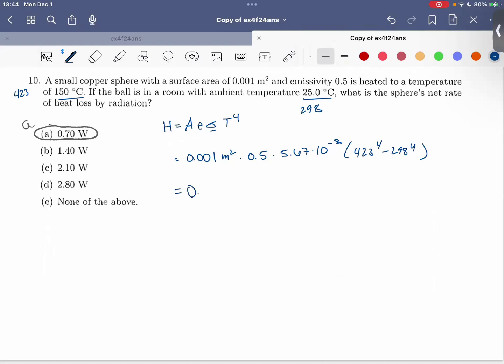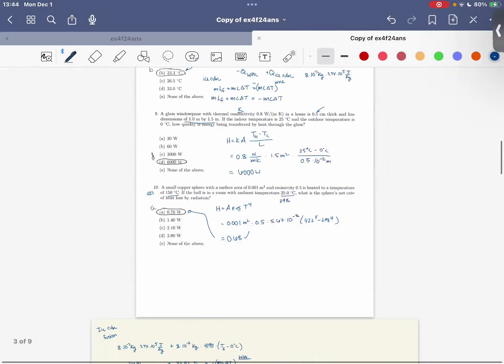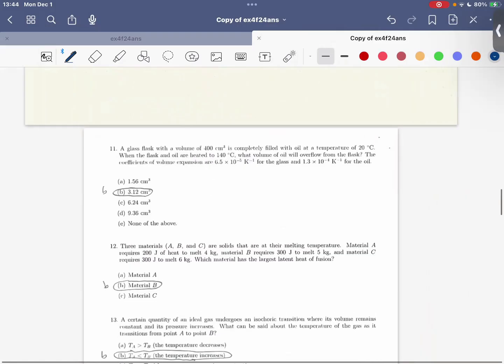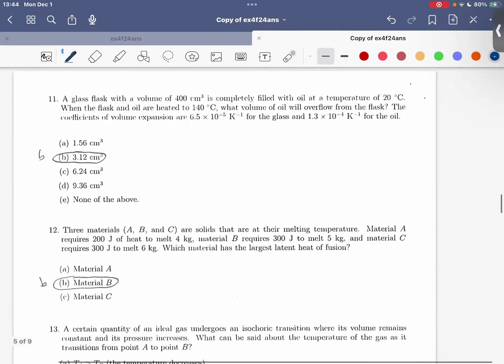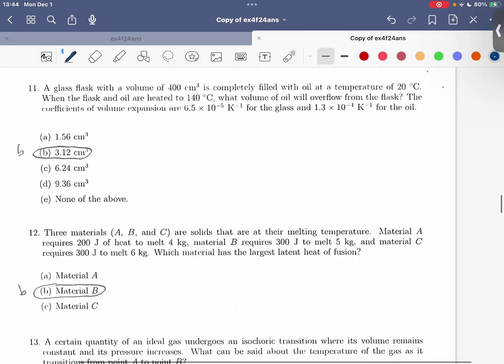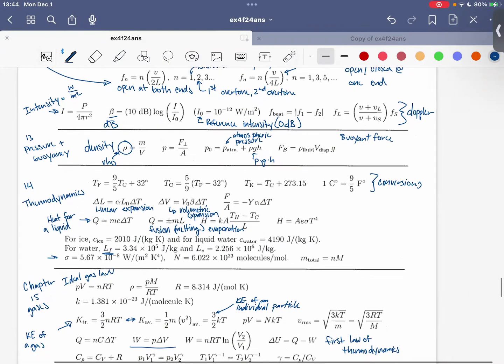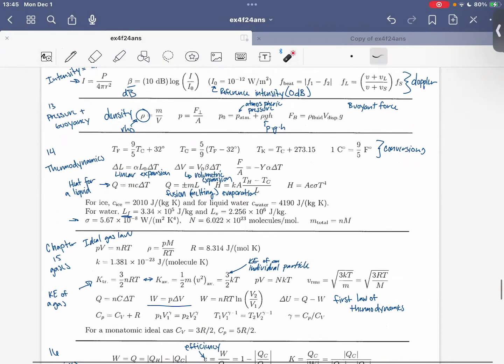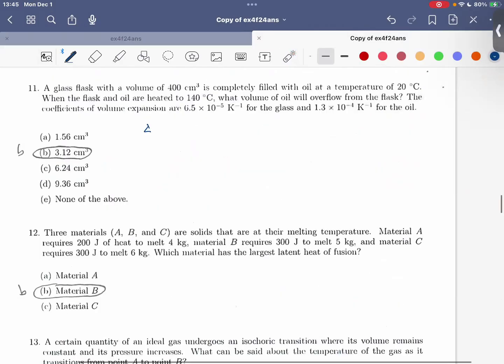So it gives you 0.68, which is close enough to this. Okay, so that's 10. So number 11 is going to be a volumetric expansion question. So we'll take that equation, which is right here, volumetric expansion. So delta V equals V naught beta delta T.